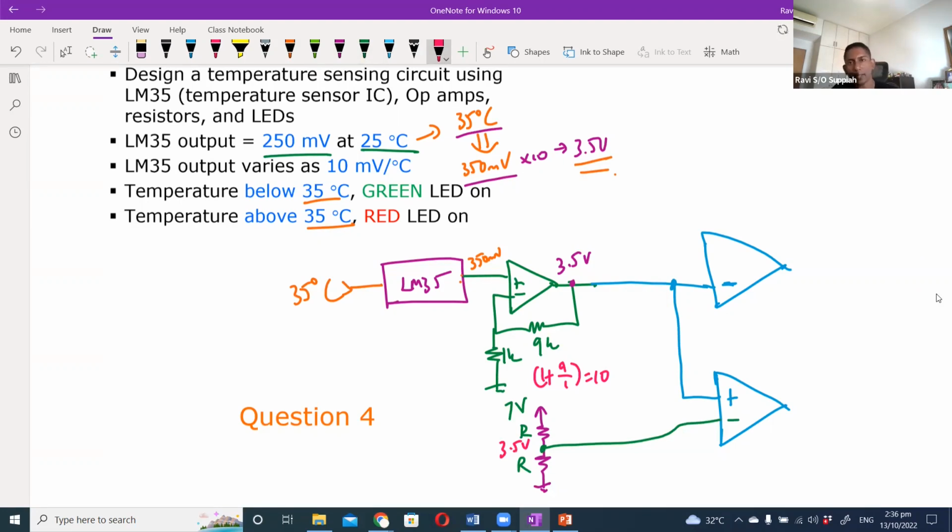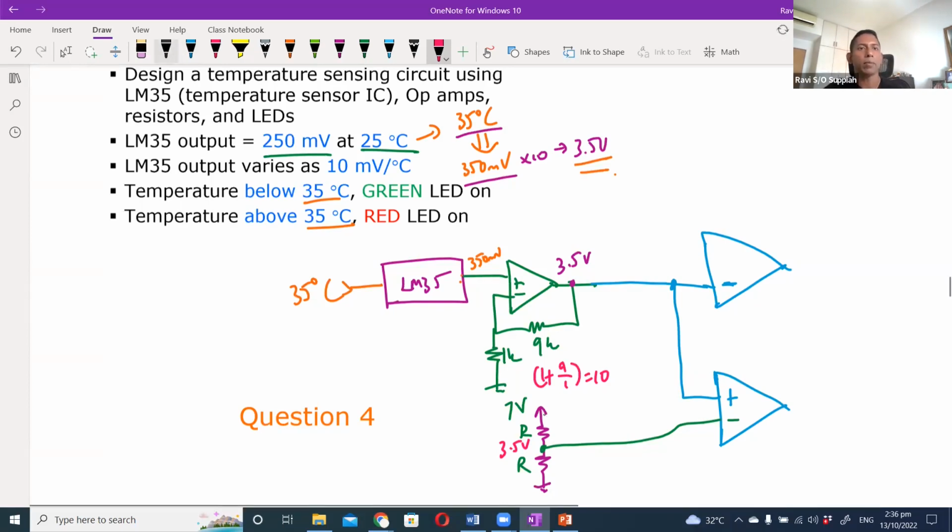Again, all these are just values that we pick to make our circuit easy to design. If you don't have 7 volts, say you only have 10 volts, then you need to come up with another resistor divider to generate the 3.5 volt. In our case, we simplify and say we have 7 volt, and we just take two equal resistors and get 3.5 volt.